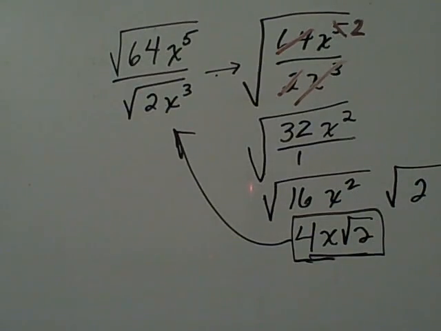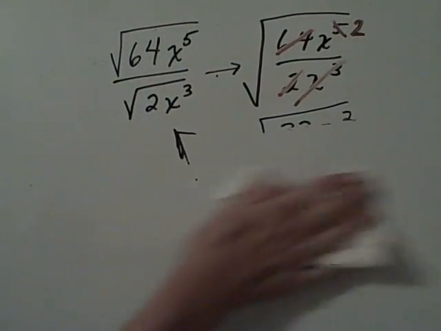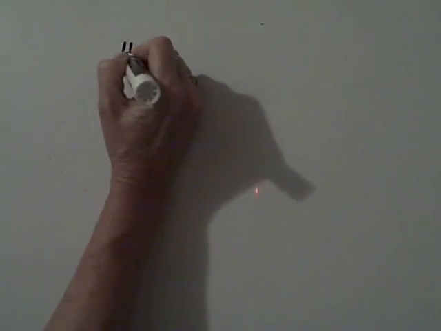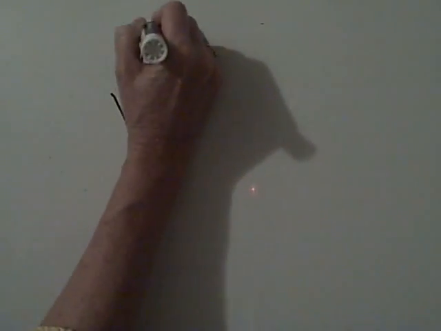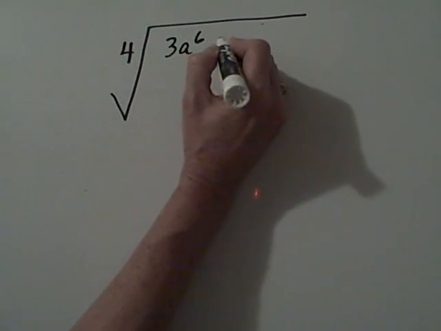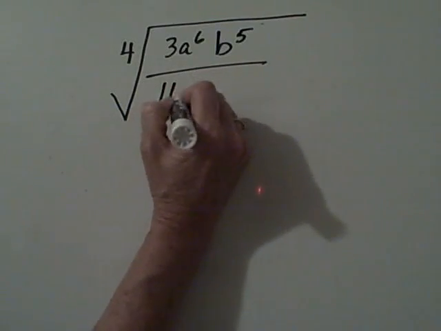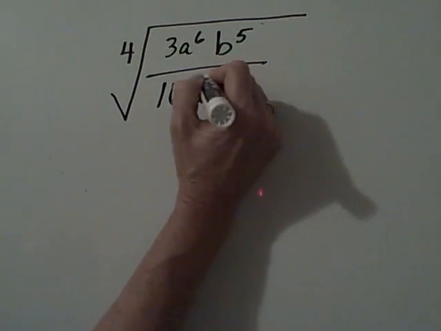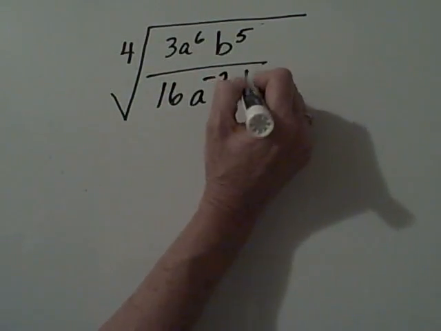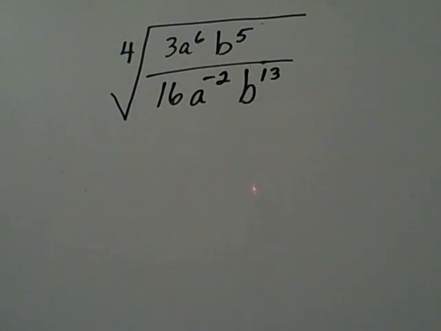Let's do one last example. This one's going to be a little more complicated. I don't want you to think I'm giving you all the easy ones. I'm going to do a 4th root. And what we have here in our 4th root is 3a to the 6th, b to the 5th, divided by 16, a to the negative 2, b to the 13. Yep, I threw that negative in there, so bear with me.